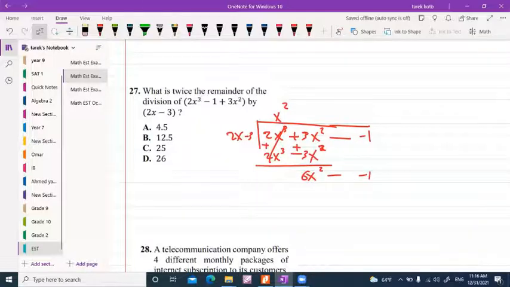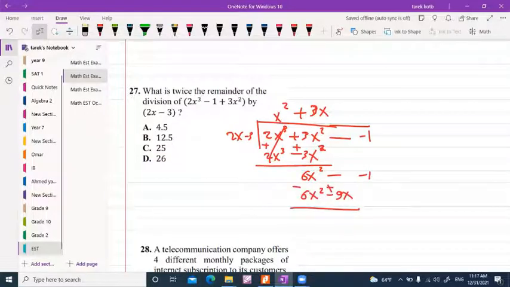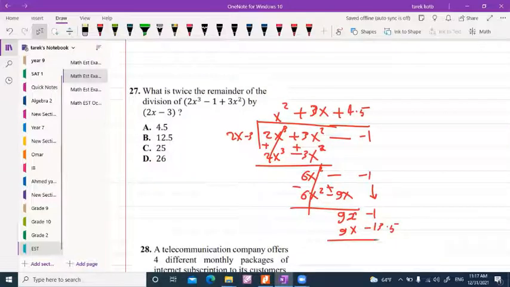6x squared divided by 2x equals 3x. 3x times 2x equals 6x squared, and 3x times negative 3 equals negative 9x. Change the sign, so add. It will be positive 9x minus 1. And then 9x divided by 2x equals 4.5. 4.5 times 2x is 9x. 4.5 times negative 3 equals negative 13.5. Change the sign. Negative 1 plus 13.5 equals 12.5.